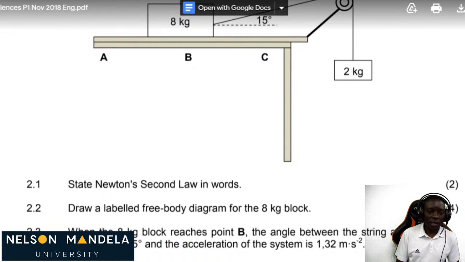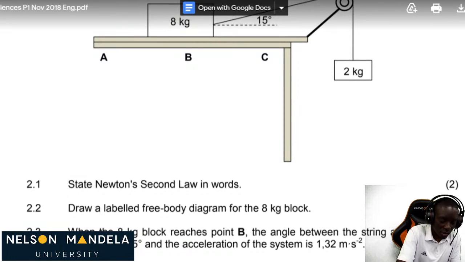Item 2.1 simply says state Newton's second law in words. State Newton's second law in words. How would you say it? How would you state it? How would you state Newton's second law in words? Give us Newton's second law.